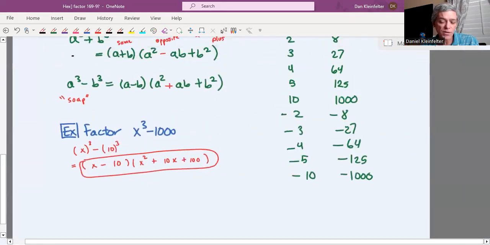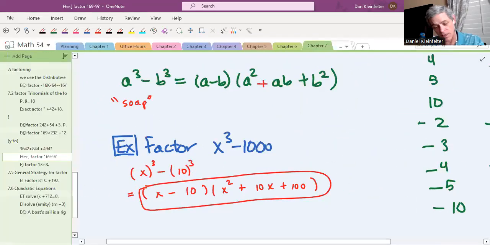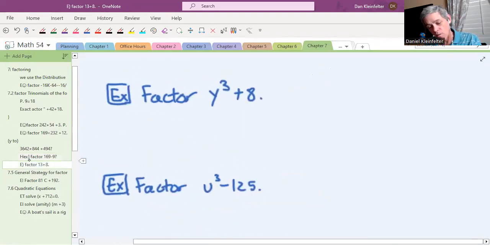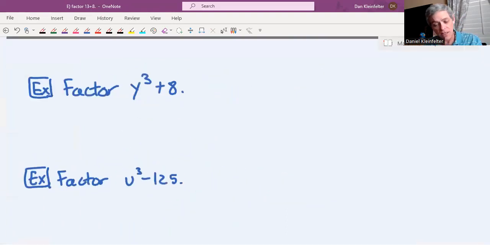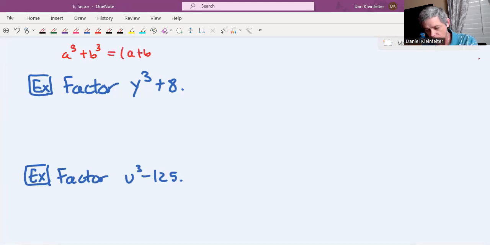All right. Make sure that you can see where we're getting each of those pieces from our formula. Okay, let's try that again. y cubed plus 8. This is our first sum of cubes. Let me copy the formula down so that you can refer to it.